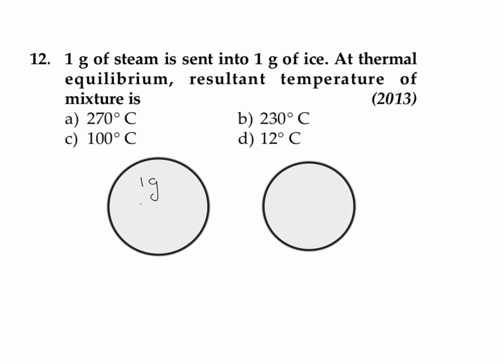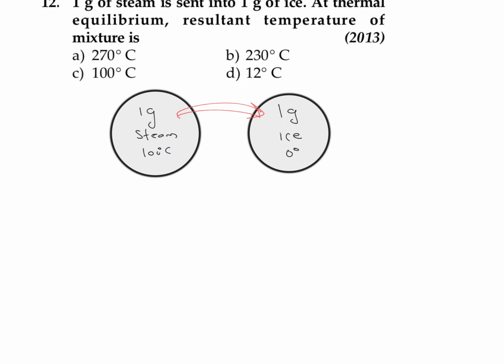So you can take it as 1 gram of steam at 100 degree Celsius. Its temperature is not mentioned over here, but you can just consider that it is steam at 100 degrees Celsius, mixed with 1 gram of ice, and the temperature of ice is also not mentioned, but we can just take it as ice at 0 degree Celsius. So we know that there will be a flow of heat energy from high temperature region to a low temperature region. So the temperature of this object is going to decrease, and the temperature of this is going to increase.